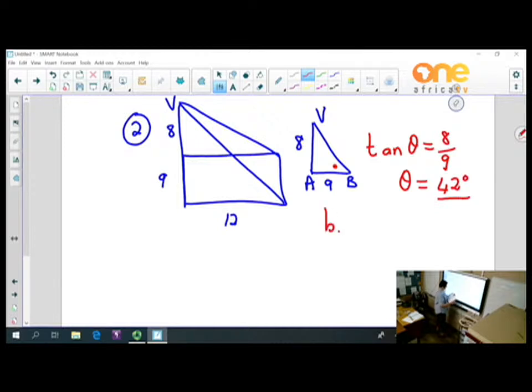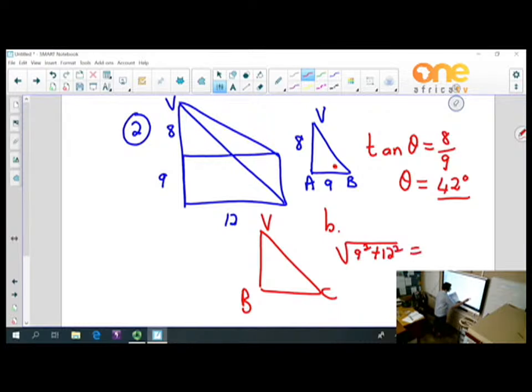Number B, show all your working to prove that VC is 15. Now, VC is 15. Again, let me draw that little triangle then there. VCB. Okay, and now I have to show that this one is 15. So I actually first have to get the hypotenuse there. So in the first place, we will then say 9 squared plus 12 squared, and this is going to give us 15, and then 8 squared plus 15 squared, and that gives me 17. That's how I will show it, working in those smaller triangles.